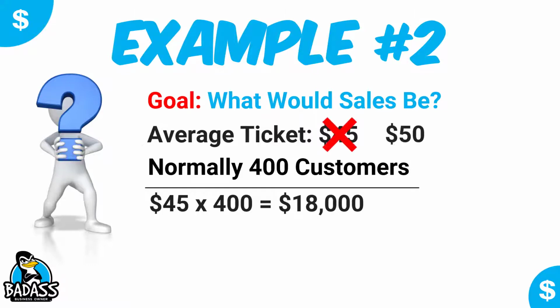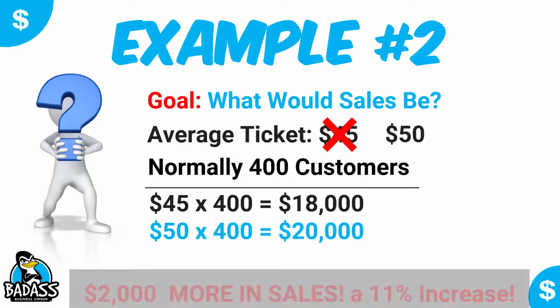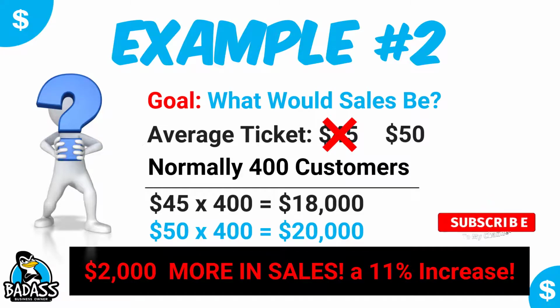But what if instead of $45, you could get that up to $50 and you don't change the number of customers you have? You just get them to spend more money. Like I said, either through add-ons or pricing or whatever you choose, but you keep the same 400 customers, but you get the average ticket up. Well, now you've got $50 times the 400 customers, and that's $20,000 in sales. That's $2,000 more in sales, or an 11% increase without you having to come up with another customer, period.